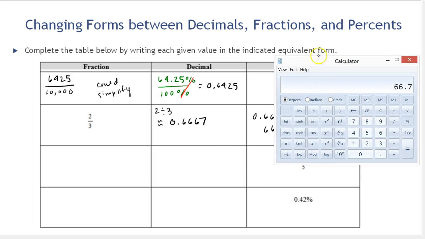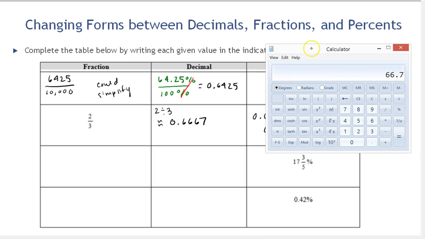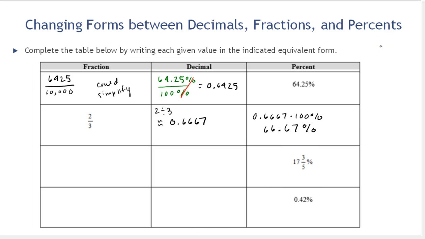So if I went straight from the fraction to the percent, I would take 2 divide by 3. I wouldn't round yet. Multiply by 100 to get the percentage, and it's 66.67% to 2 decimal places. Okay, so lots of times minor rounding errors like that can make you get a problem wrong, so be careful of that. Okay. Our next percent has a fraction in it, but we're just going to use the calculator.